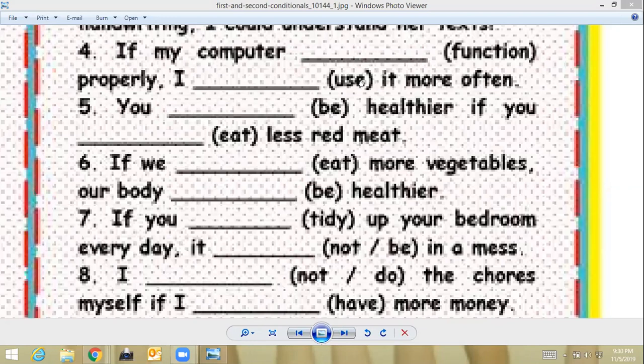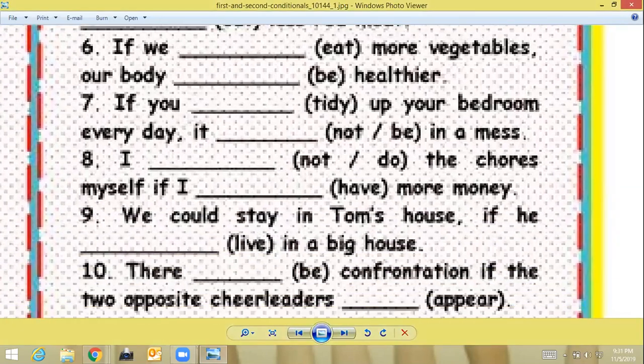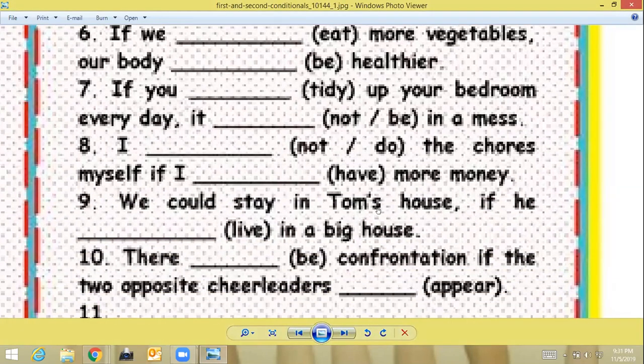All right. What about number 7? If you tidy up your bedroom every day, it wouldn't be a mess. Very good, Karina. If you tidy up your bedroom every day, it wouldn't be a mess. What is tidy? Okay, anybody can answer the meaning of tidy? Like clean. Yes. Tidy is a synonym of clean. Okay. What about number 8?